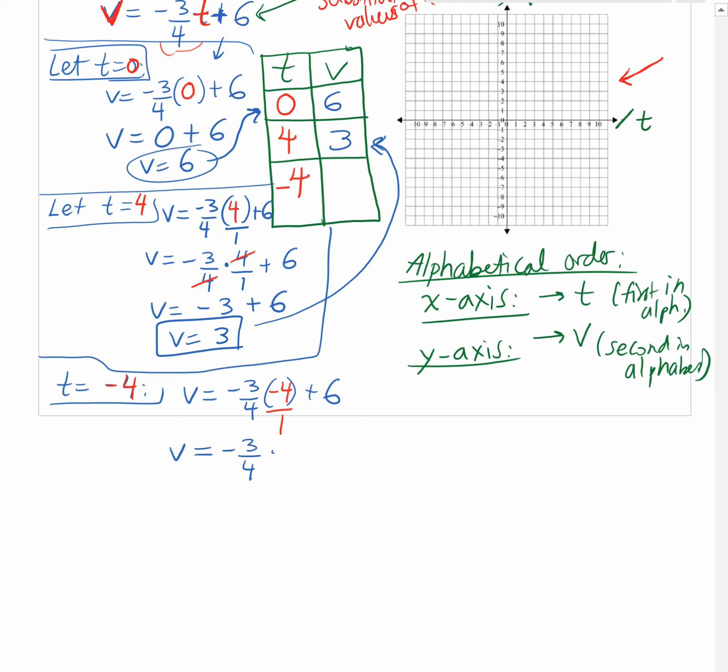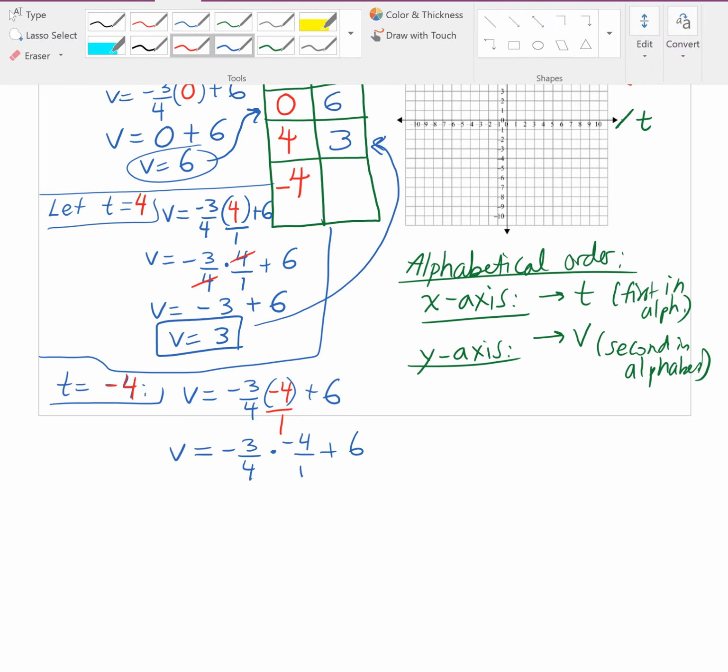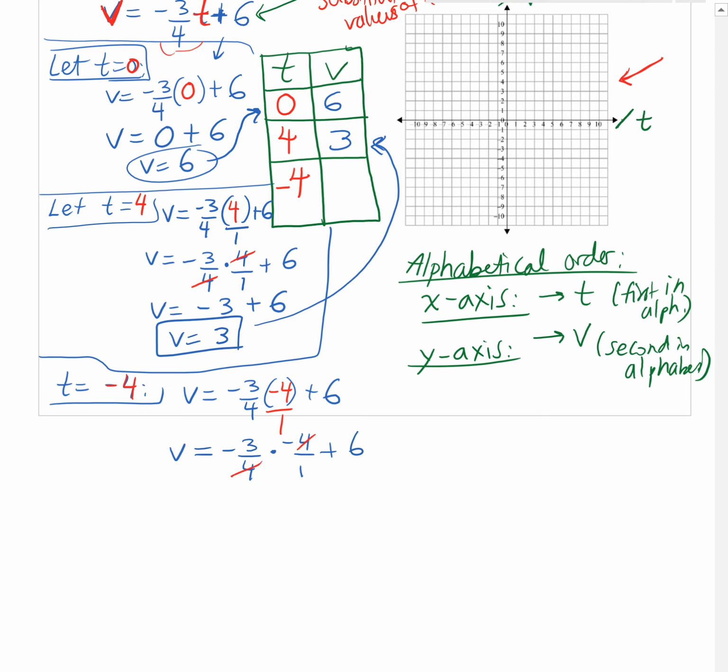negative 4 over 1 if I want to have any hope of simplifying this. Negative 3/4 times negative 4 over 1. Well, the 4's cancel, just like in the last part, but I have to be careful because it's still a negative times a negative. So it's a positive 3 plus 6 that's left over. So it looks like 9. V is 9. That must be the other coordinate. Last one. Whew.